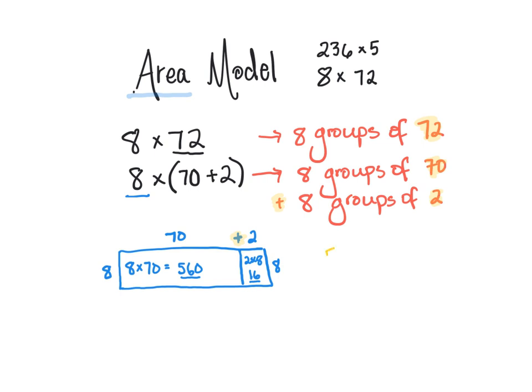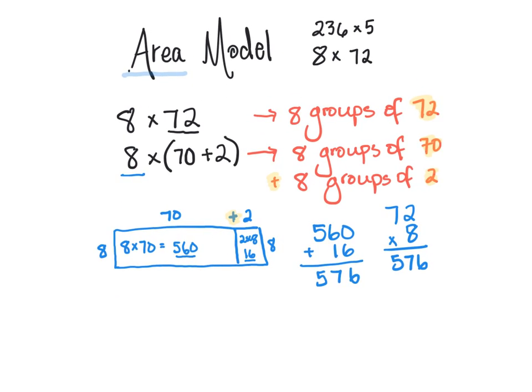So I'm going to add, oops, I really don't love yellow when I'm writing, so I'm going to go back and pick up my blue here. I'm going to get 560 plus 16, and that gives me 576 as our answer. So now we can say 8 times 72 equals 576.